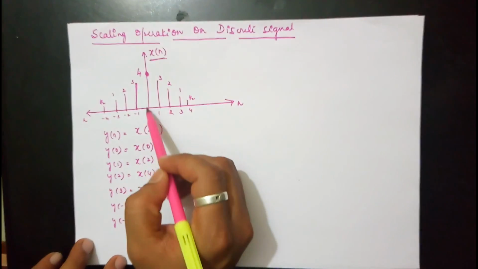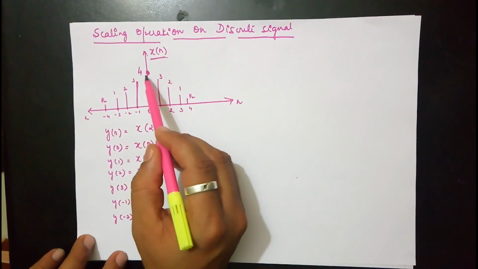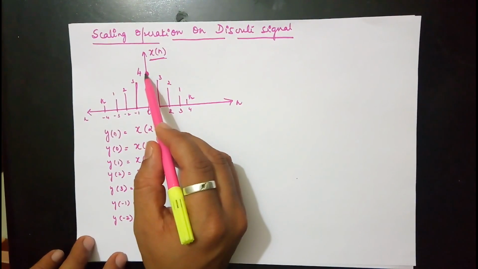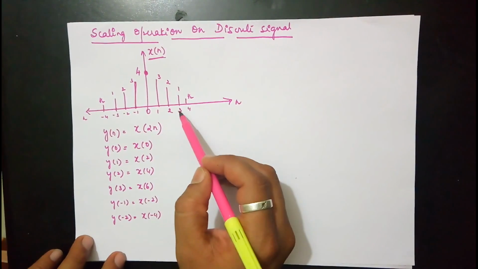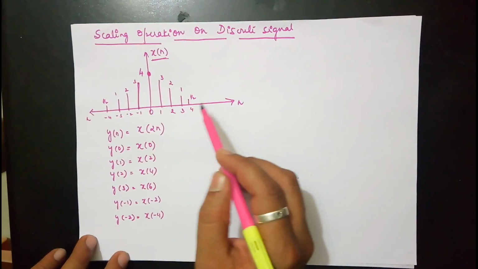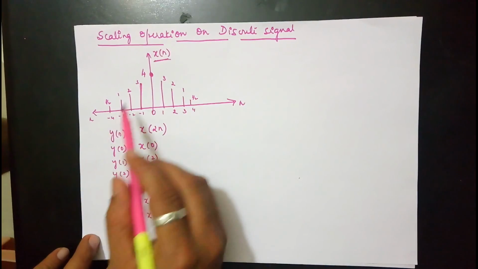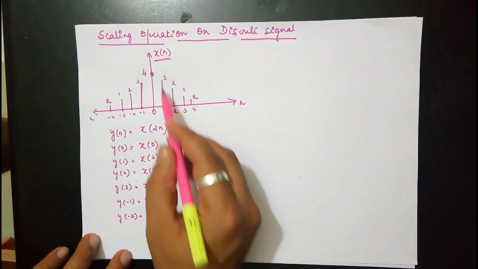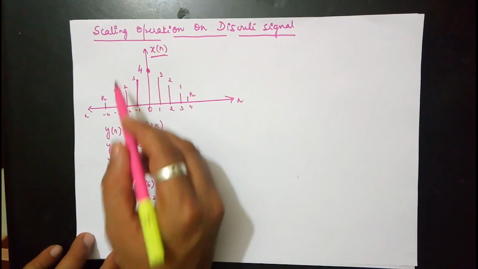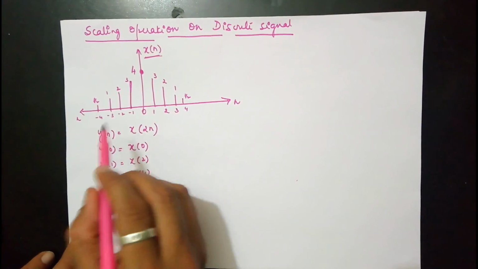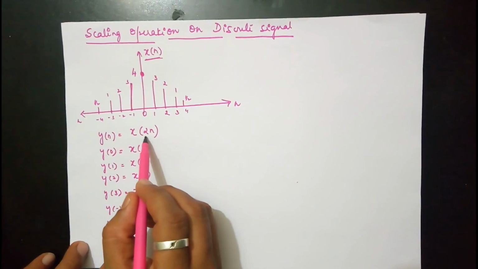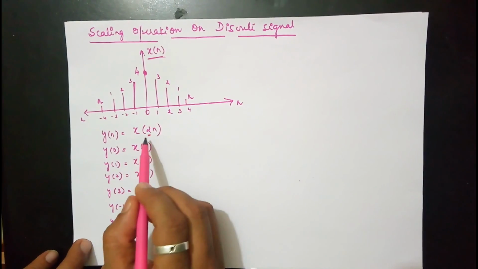Now I have these samples as the amplitude. At n is equal to 0 I have 4, n is equal to 1 I have 3, n is equal to 2, n is equal to 3 I have 1, n is equal to 4 I have half. Similarly I have the same samples repeated at minus 1, minus 2, minus 3 and minus 4. Now scaling again refers to multiplication by a number.